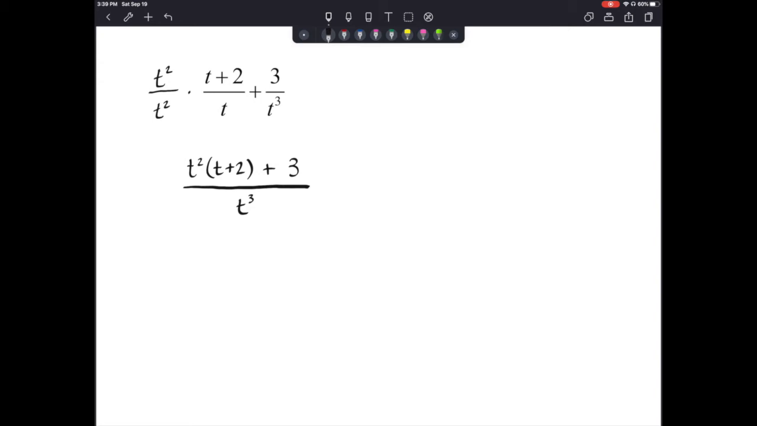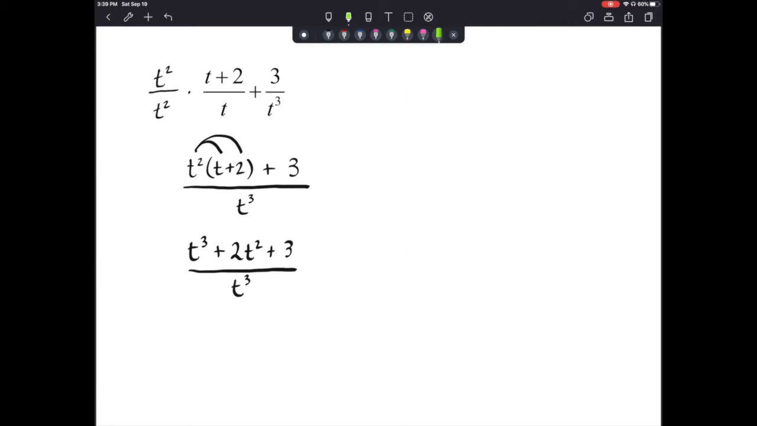So I didn't show as many steps on that part of it because this one's a little bit easier with the monomial, but you need to show whatever you need to show to make sure that you're getting it correct. Next step here, let's go ahead and simplify our numerator. Let's distribute that t squared through. Now we have t to the third plus 2t squared plus 3 all over t to the third.